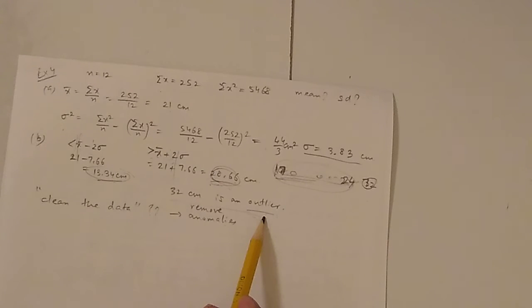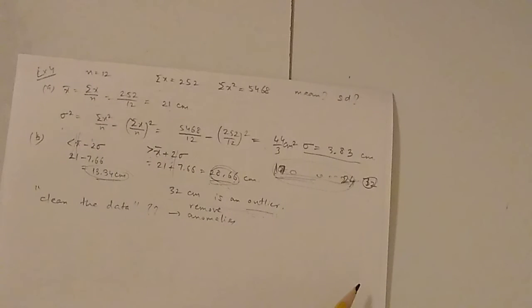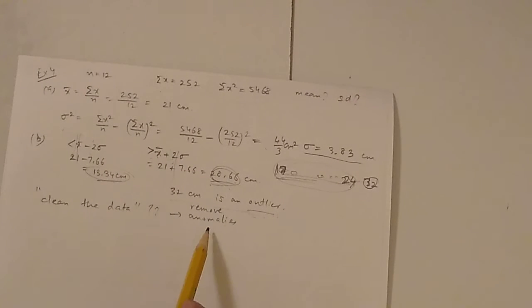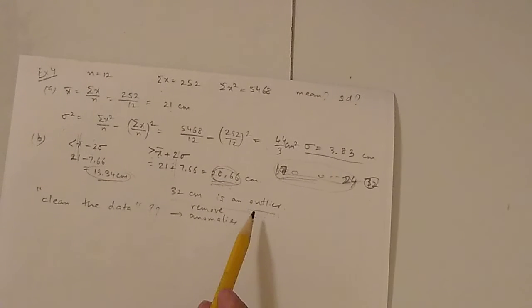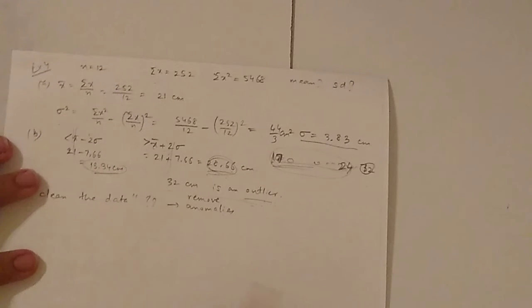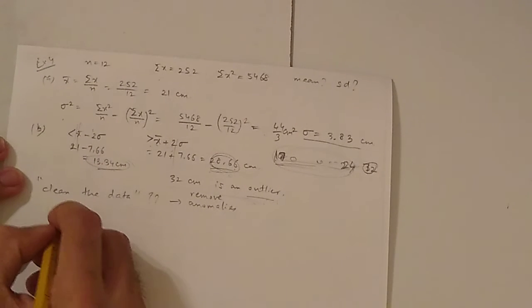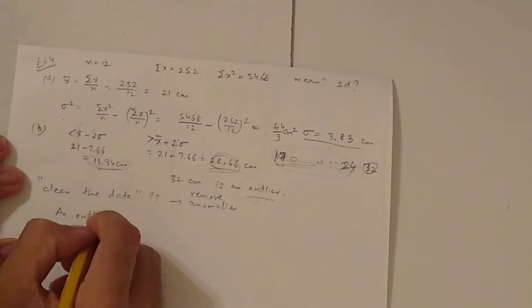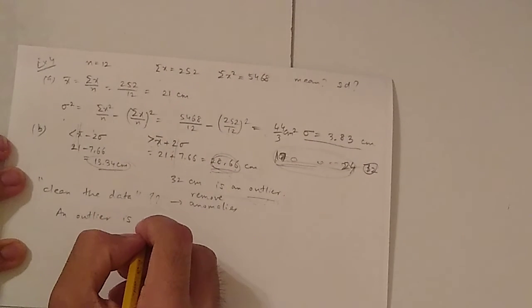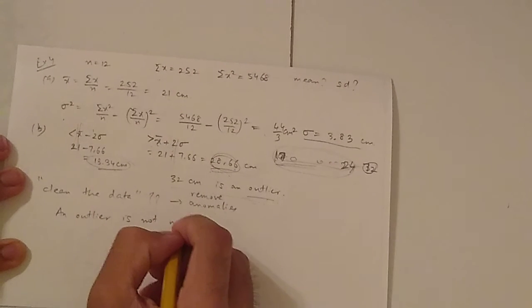Maybe there are some rare African land snails which are 32 centimeter in length. So in that case it will not be an anomaly, but it will be just a rare exception. It's still an outlier. So just because it is an outlier doesn't mean that it is an anomaly. An outlier is not necessarily an anomaly.